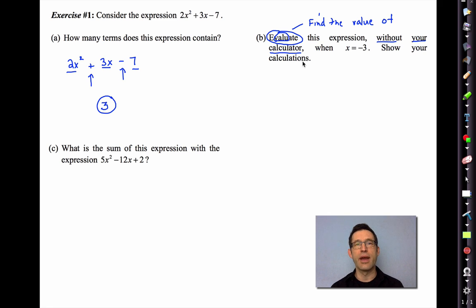So pause the video right now and see if you can figure out what the value of this expression is, what's known as a trinomial, because there's 3 terms, when you substitute x equals negative 3 in.